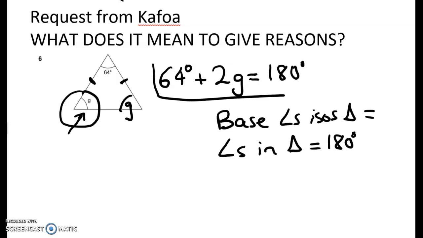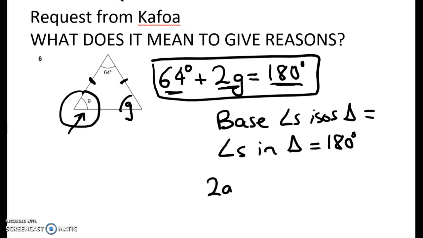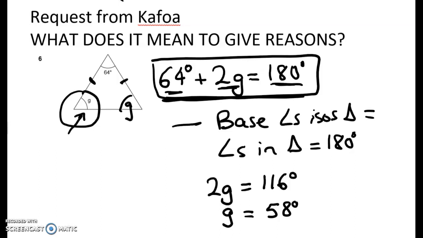So we're not finished yet because we have to give the value for G. So 64 plus something is 180. That means that 2G must be equal to 116 degrees. Okay, and then 1G must be half of that. So G will be 58 degrees. Alright, so we've written our first statement, then we've given our two reasons, and we've given our final answer. Let's look at question 7.